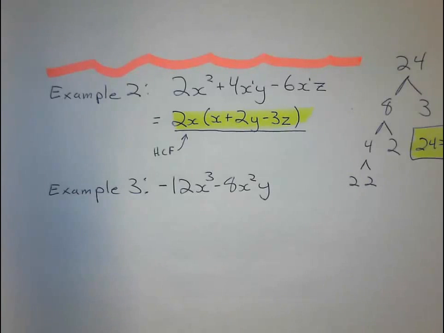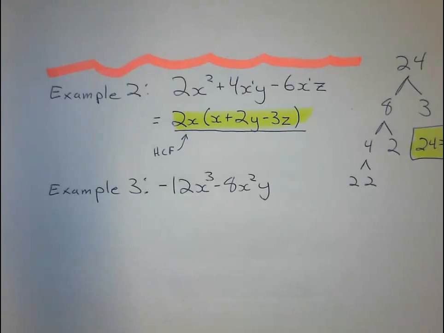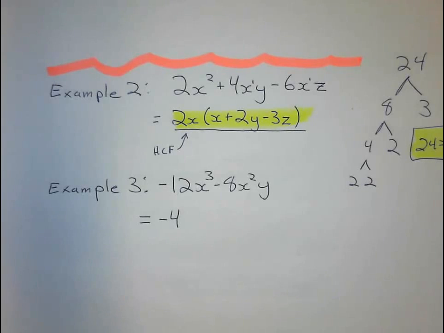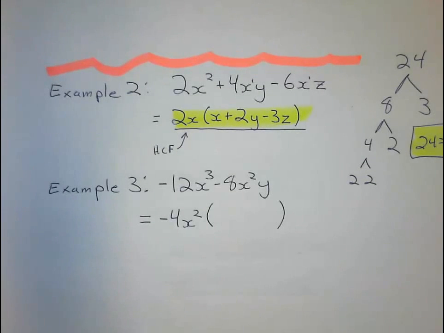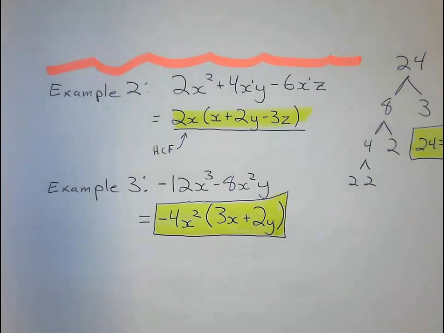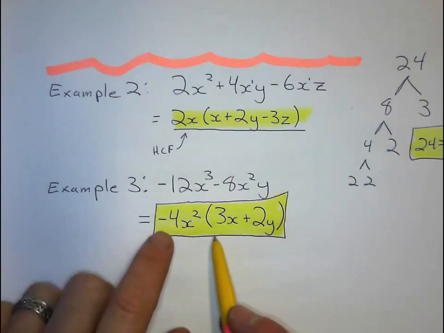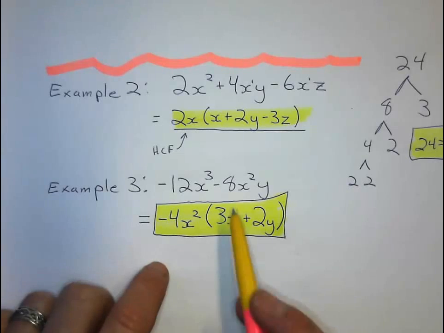One more example. Why don't we try this one on your own? I'll pause it, see if you can get the highest common factor, which, as a hint, will be a negative, because it looks like the coefficients are negative 12 and negative 8. Okay, if that's what you got, well done. The only thing that's going to mess us up is the signs. Negative 4 times 3 is negative 12. Negative 4 times positive 2 is negative 8. So check to see if that's what you got.